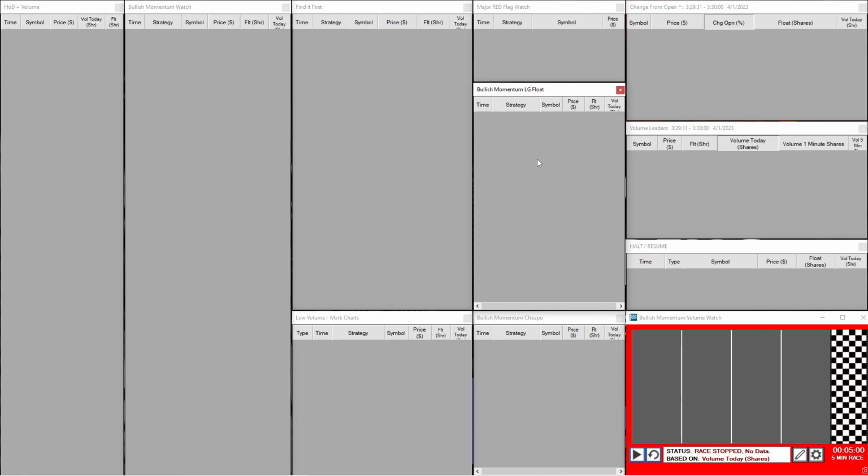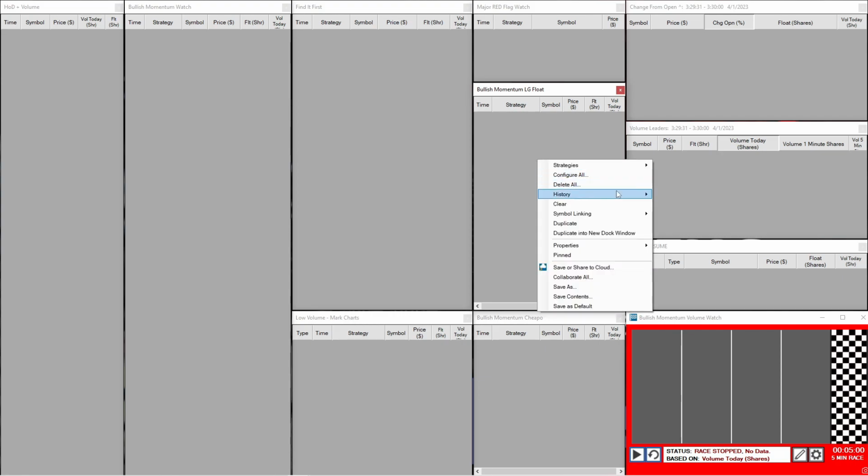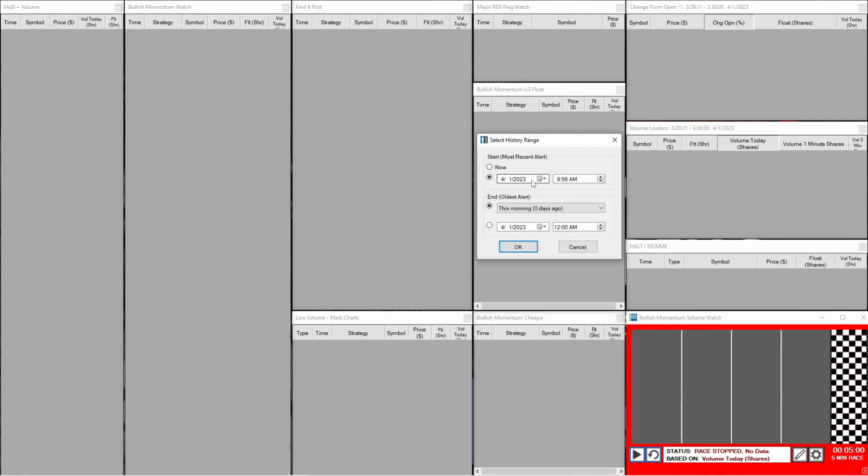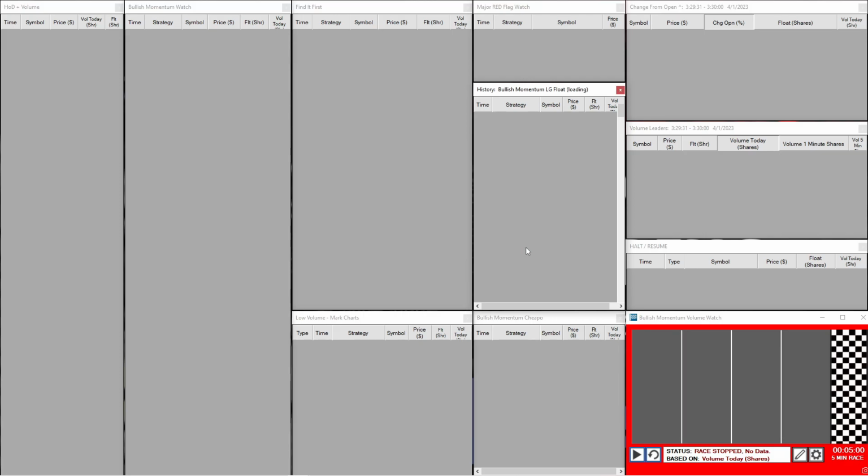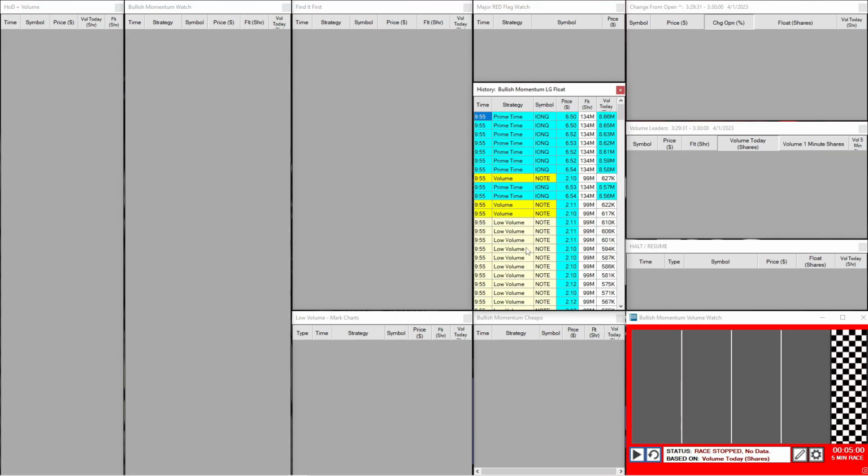But the bullish momentum large float scanner, same thing. Let me see if I can get some history in here on this list so you guys can see some of those results. It's the same as our other one. It's looking for not stocks making highs, it's looking for stocks that have high volume. So we're looking for volume into those names. And you can see prime time right there.